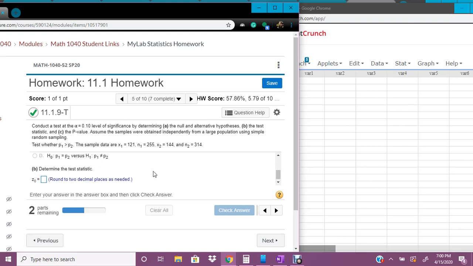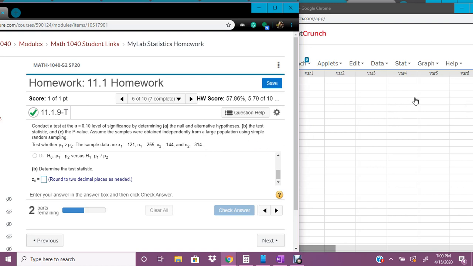Now we're going to find this test statistic in StatCrunch. So basically what we're doing is we have two samples from different samples. It could be that they were taken at different times of the same thing, or somehow they're different, and we're seeing whether the first sample is bigger than the second sample. And we're talking about proportions because there's a P, which means proportion.